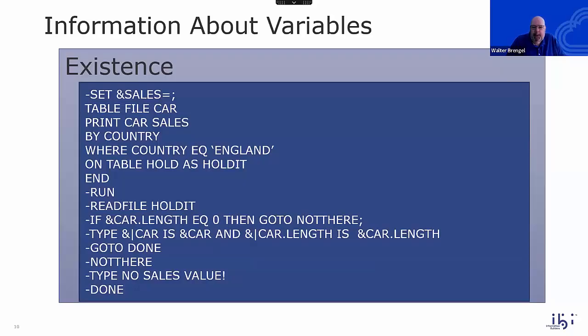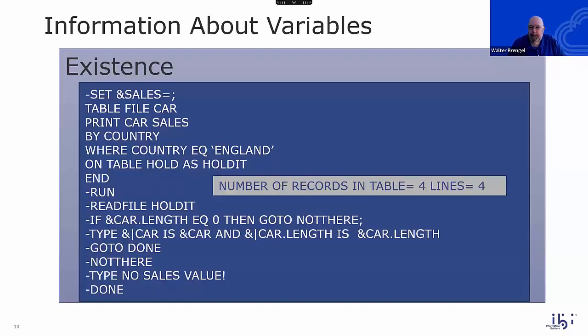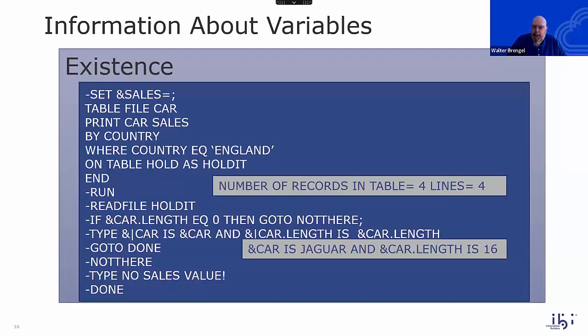So in this example, we changed the where country equals USA to where country equals England. So there should be 4 England records. We're going to do a read file of hold it, and we're going to check the car field. Well, if the car field has a length equal to 0, we're going to say it doesn't exist. Otherwise, we're going to show the value and the length. So we do the read file, we get the first car, we put out 4 rows, and the first car is going to be Jaguar, and the length of Jaguar is 16.